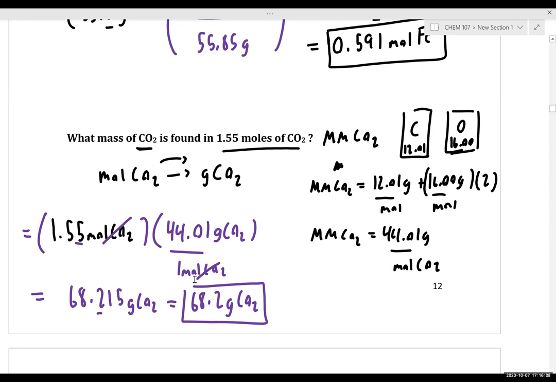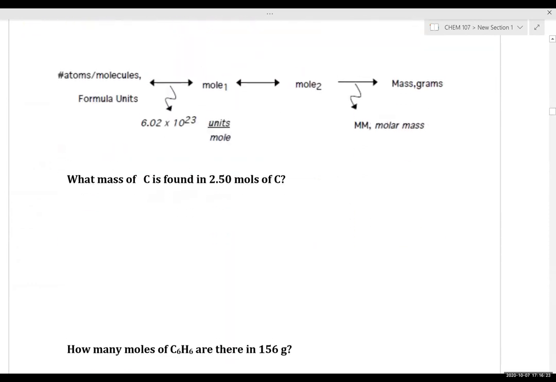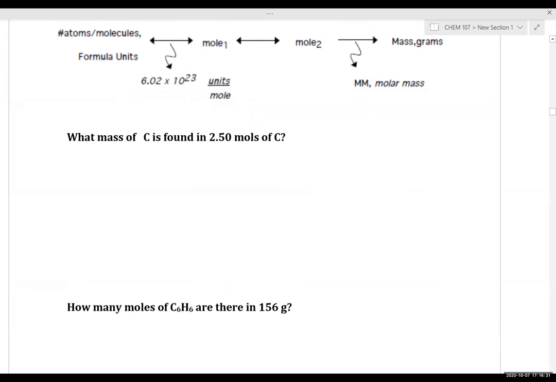Does this make sense to everyone? Any questions on this example? So if I don't see any questions, let's make sure that we're comfortable with this idea, and let's work on the following set of examples where we're asked to execute mass to mole conversions. I'd like you to work on these examples over the next 4 to 5 minutes. Tell me what mass of carbon is found in 2.5 moles of carbon, and how many moles of benzene are found in 156 grams.